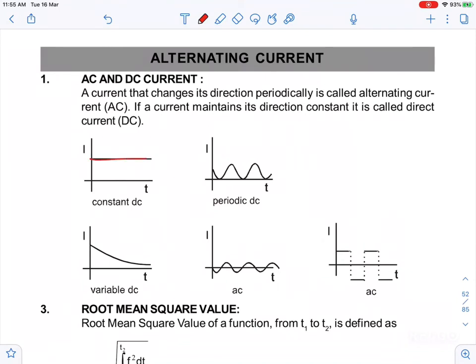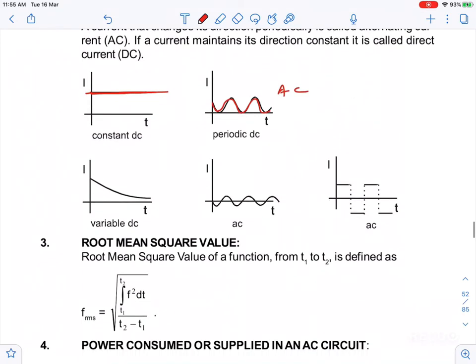Next thing, alternating current, guys. AC and DC. The current which periodically changes its value like this is AC, and the current which always remains constant is DC. Variable DC is like this, because it is not changing its direction, guys.